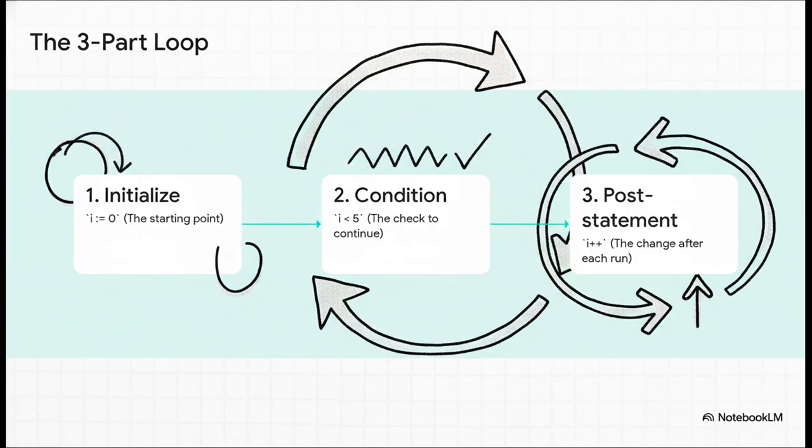First, we have the initialization. i equals 0. This sets up our counter. Next is the condition. i less than 5. The loop will keep running as long as this is true. And finally, the post statement. i++. This runs after every single trip through the loop, changing our counter so we don't loop forever.